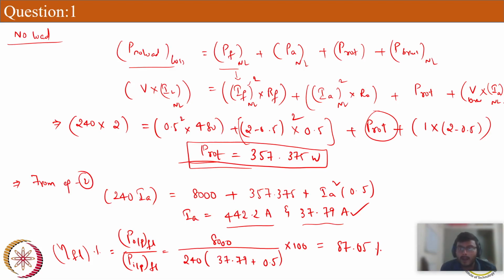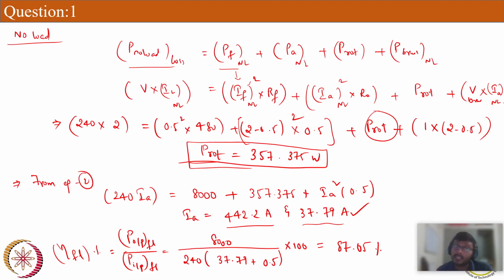So this is how we calculate the efficiency of any DC machine. So what difference will it be if it is a DC series motor? If it's a DC series motor, again we just have to calculate the current flowing through the armature. But now the series current is the same as the armature current, which is again the same as the field current.